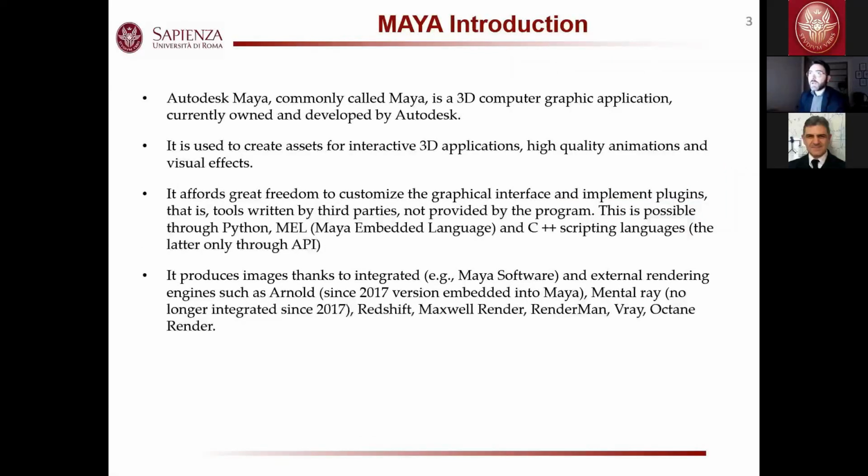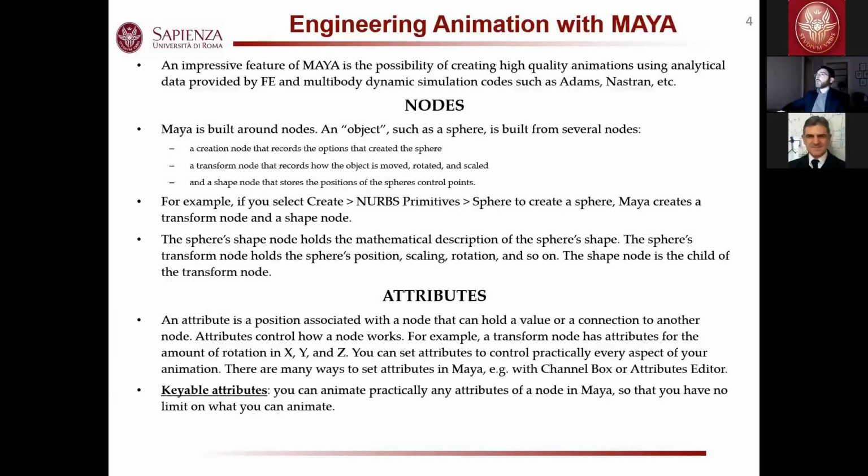So let's talk about Maya. Autodesk Maya, commonly called Maya, is a 3D computer graphic application currently owned and developed by Autodesk. It is used to create assets for interactive 3D applications, high-quality animations, and visual effects. It affords great freedom to customize the graphical interface and implement plugins, that is, tools written by third parties, not provided by the program. This is possible through Python, MEL, and C++ scripting languages. It produces images thanks to integrated and external rendering engines, such as Arnold, Mental Ray, and so on. An impressive feature of Maya is the possibility of creating high-quality animations using analytical data provided by FE and multi-body dynamic simulation code, such as Adams, Nastran, etc.